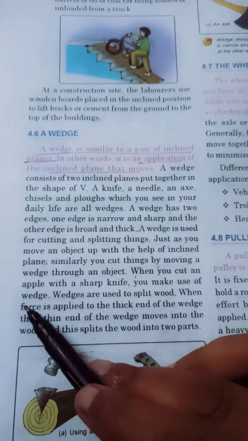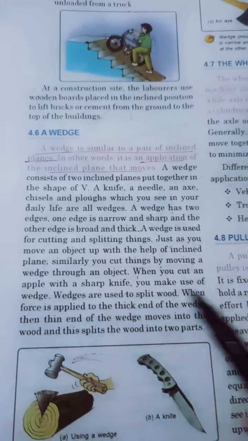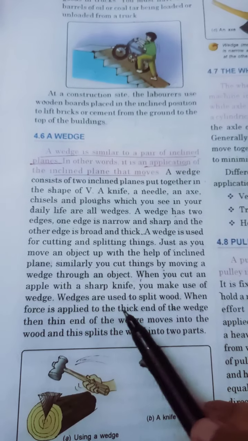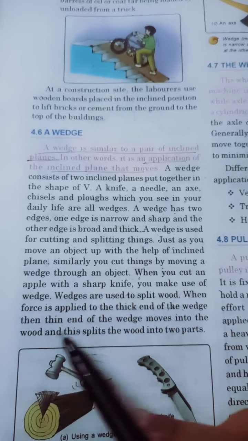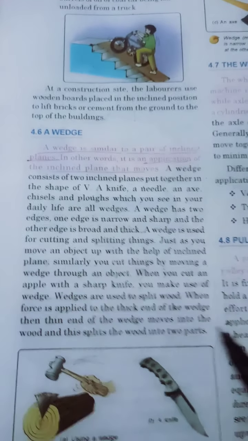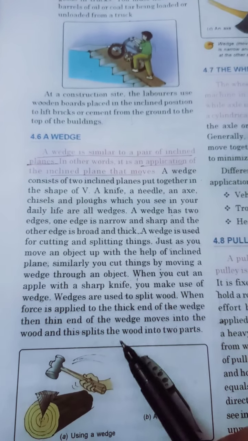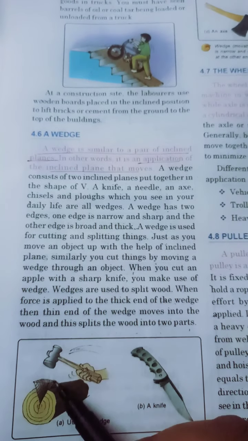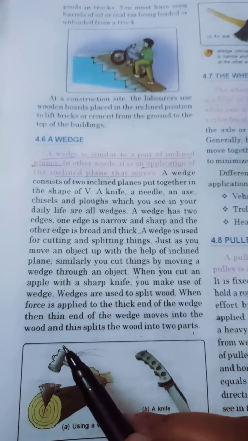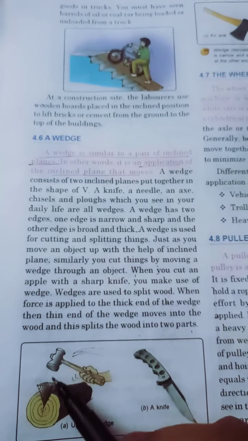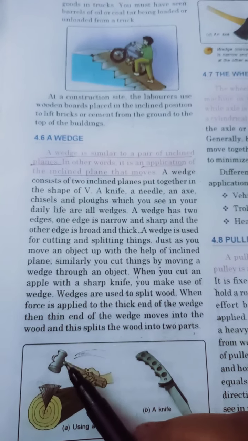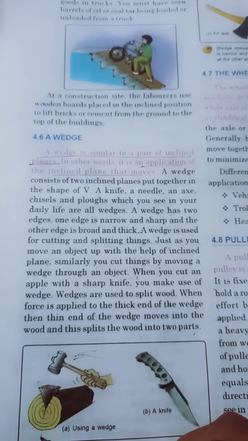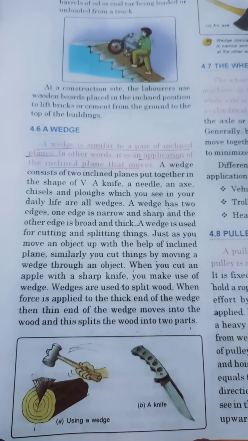When you cut an apple with a sharp knife, you make use of a wedge. Wedges are used to split objects. When force is applied to the thick end of the wedge, then the thin end of the wedge moves into the wood, and this splits the wood into two parts. Now see what they have done. They have used a wedge over here, and then they are pushing it and applying force using this hammer. So this wedge will cut this wood into two parts.